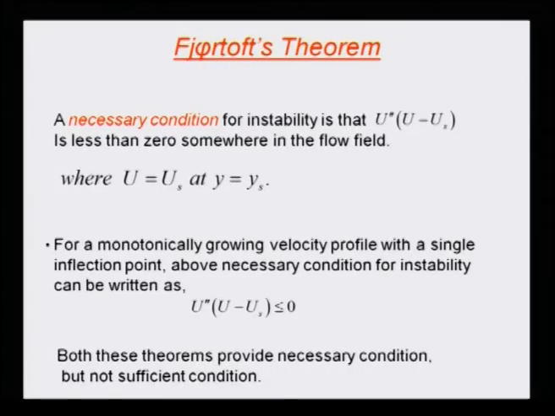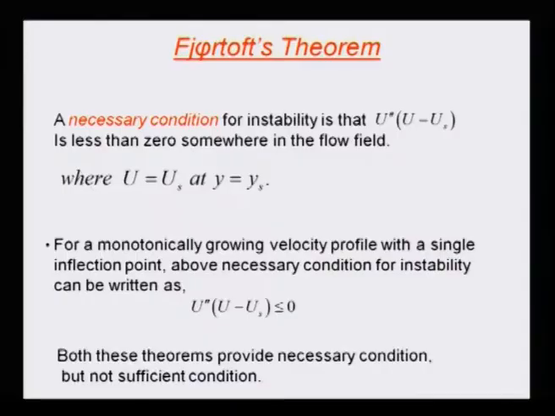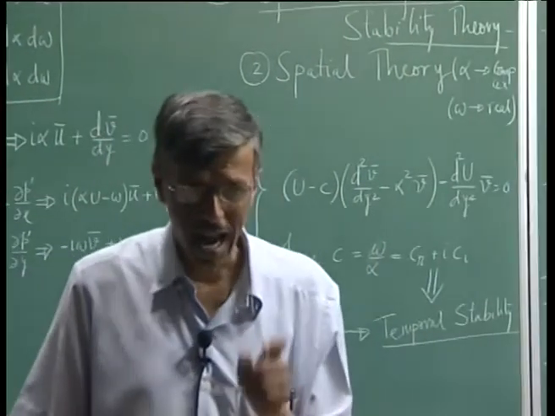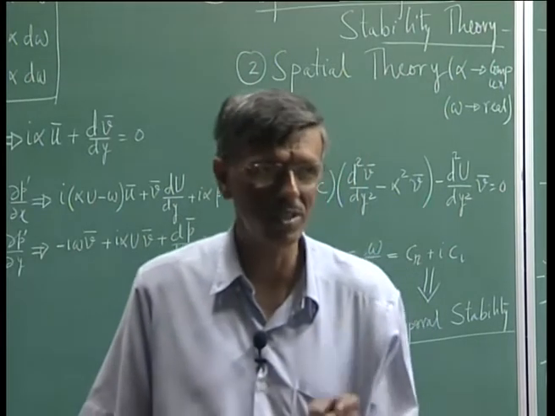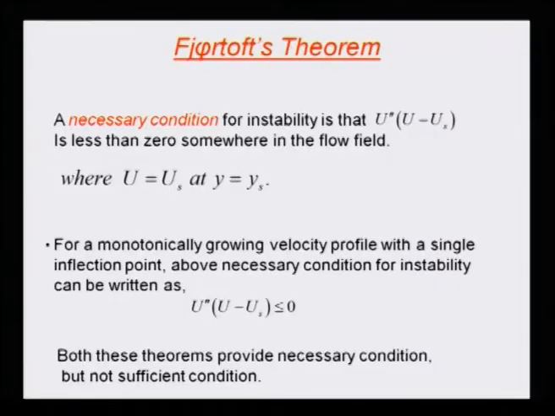an improved version of Rayleigh's theorem, which now goes by the name of Fjortoft's theorem, and which says that a necessary condition for instability is that u double prime times u minus u s is less than 0 somewhere in the flow field. What is u s? u s is the velocity value at which the second derivative is 0. So, basically it is the velocity value at the inflection point. See, at the inflection point the second derivative is 0, but velocity is non-zero, of course. That is what we are calling u s.